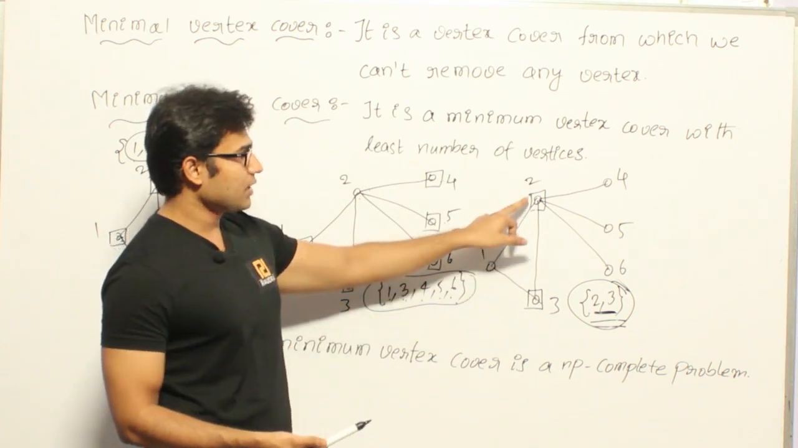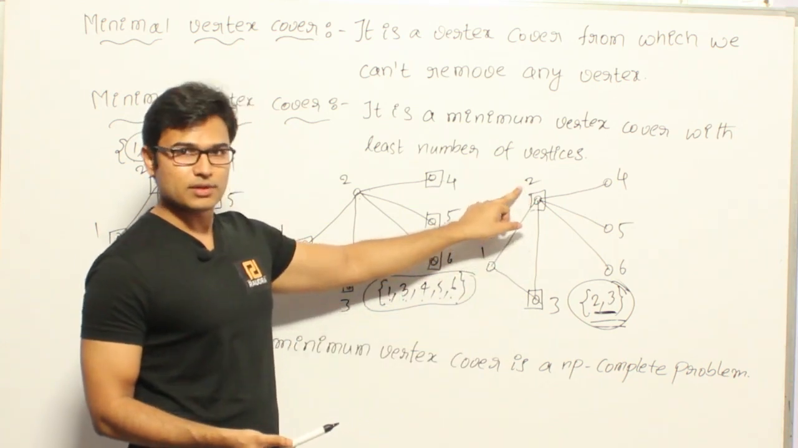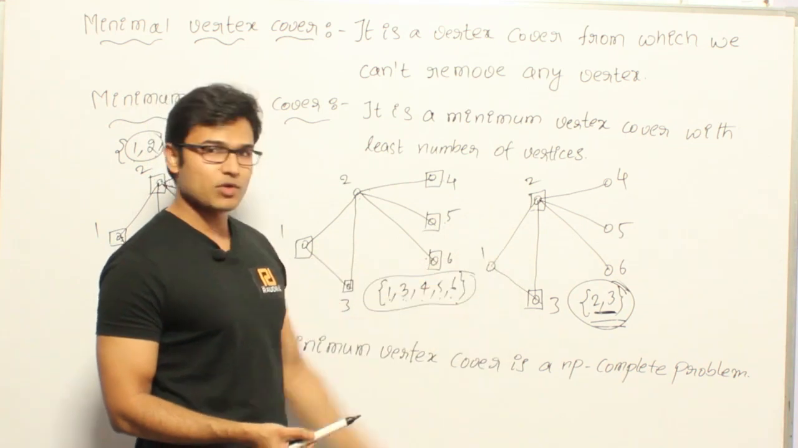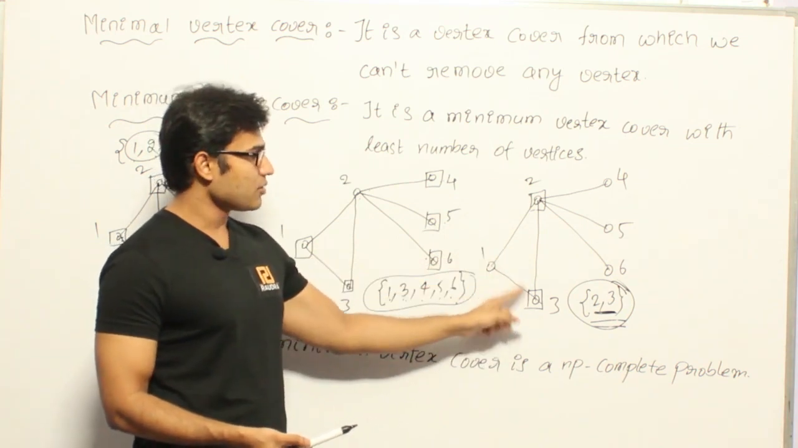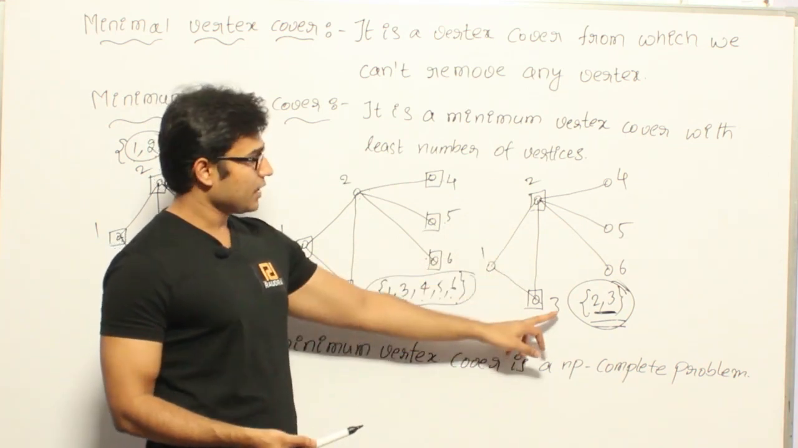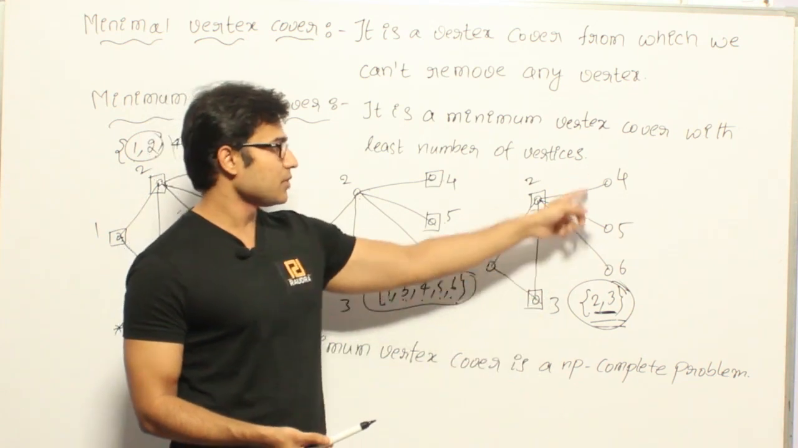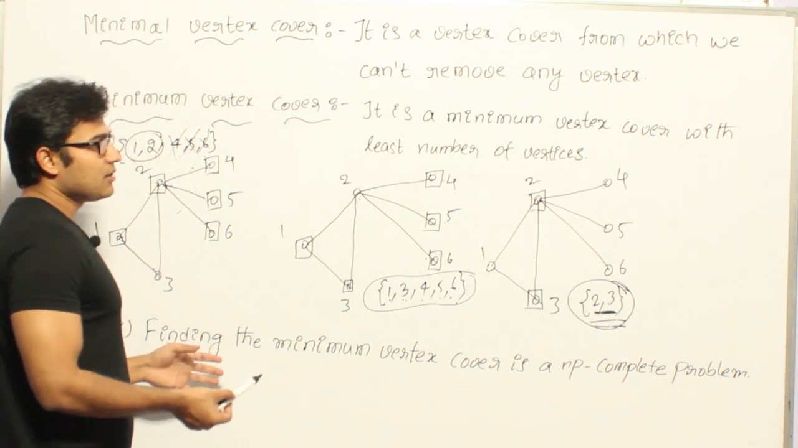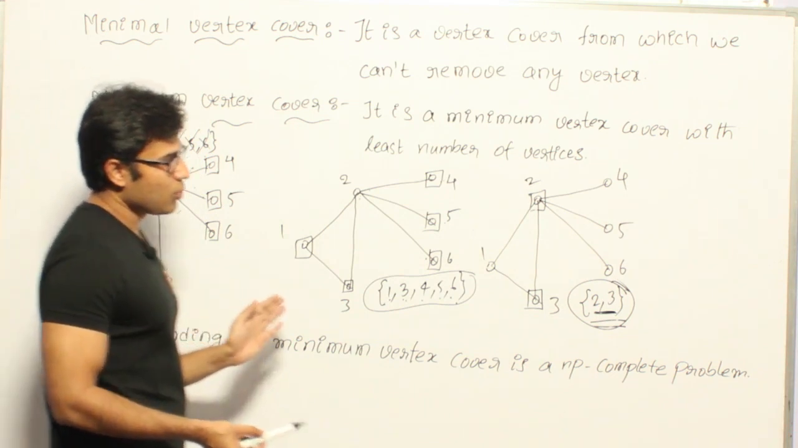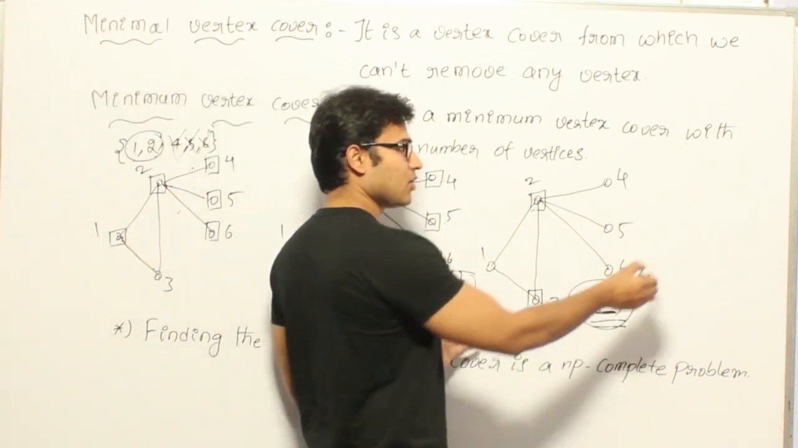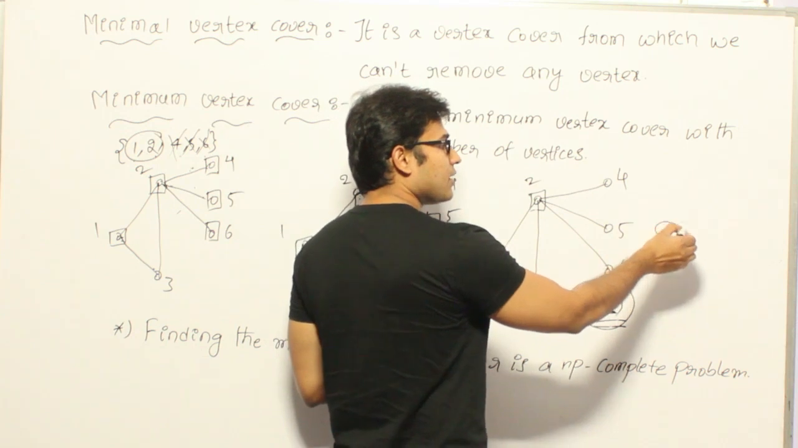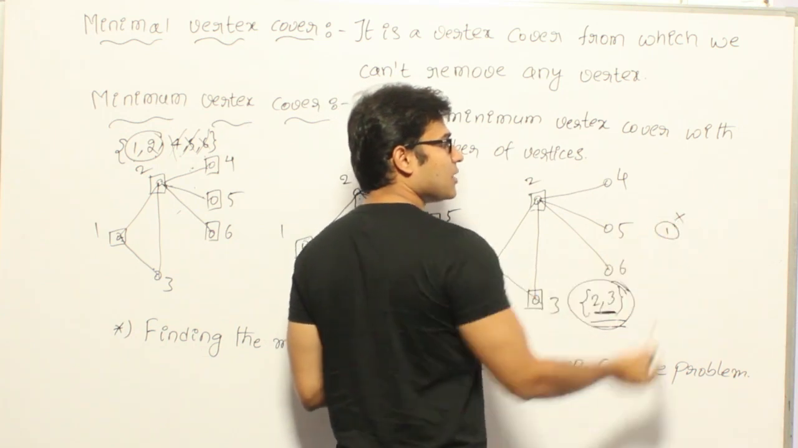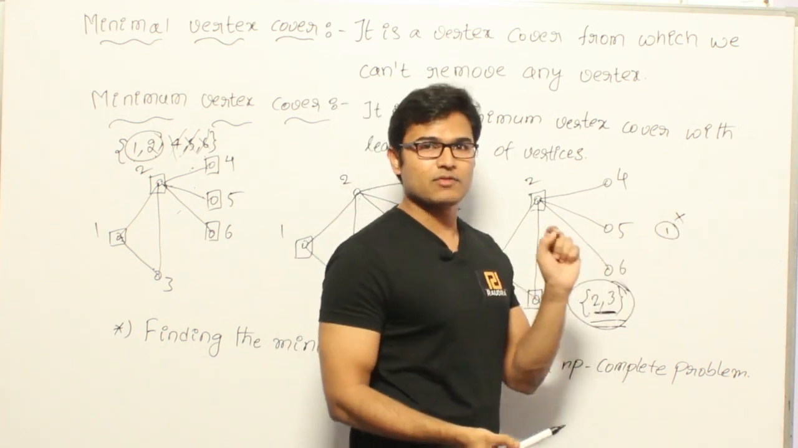If you feel that we can take only 2 alone and cover everything, it is not possible because this particular edge will not be covered, right? If you feel that I can take 3 alone, it is not possible because these edges will not be covered. Got it? Therefore there is no possibility of getting a vertex cover of size 1, right? Therefore we cannot have any minimal vertex cover which is containing one vertex.